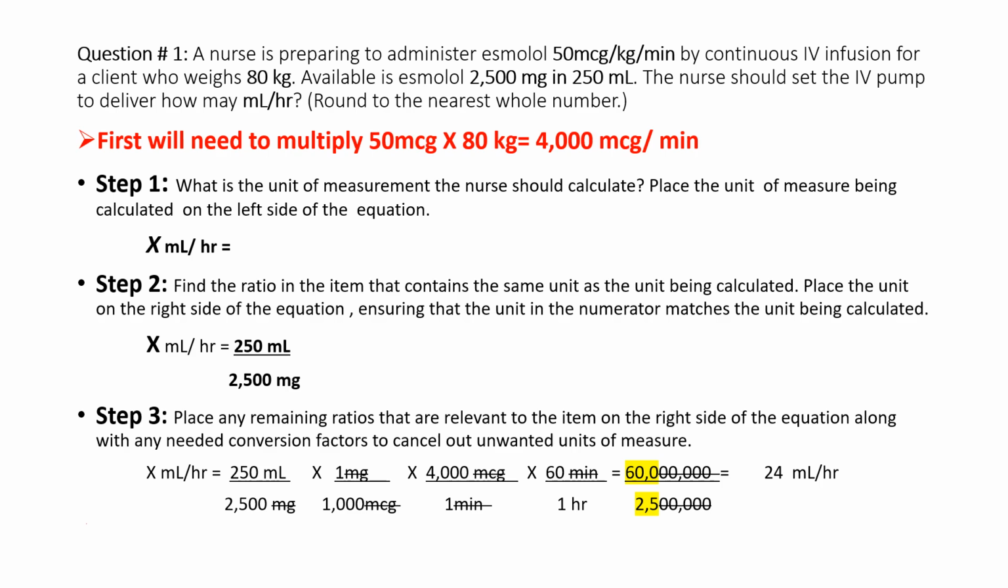You could see how I eliminated the zeros there. On the bottom one, I only have 5 zeros. So then I'm going to move up, which has more zeros, but I'm just going to eliminate 5 zeros, which means I'm really just dividing 600 by 25, and that's going to leave me with 24 mL per hour. So we just solved for X. That's what the nurse is going to set the IV pump to deliver. She's going to deliver 24 mLs per hour of Esmolol.